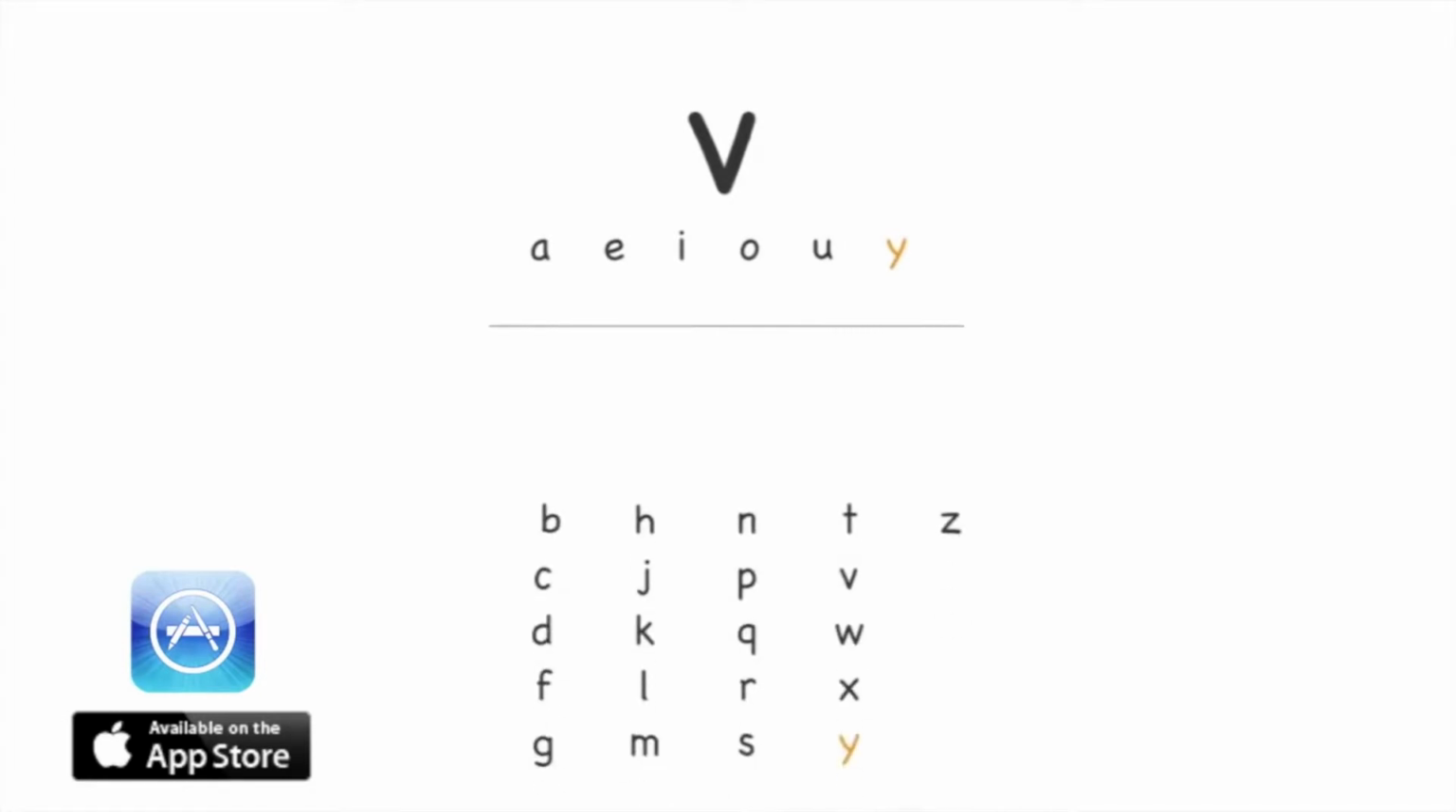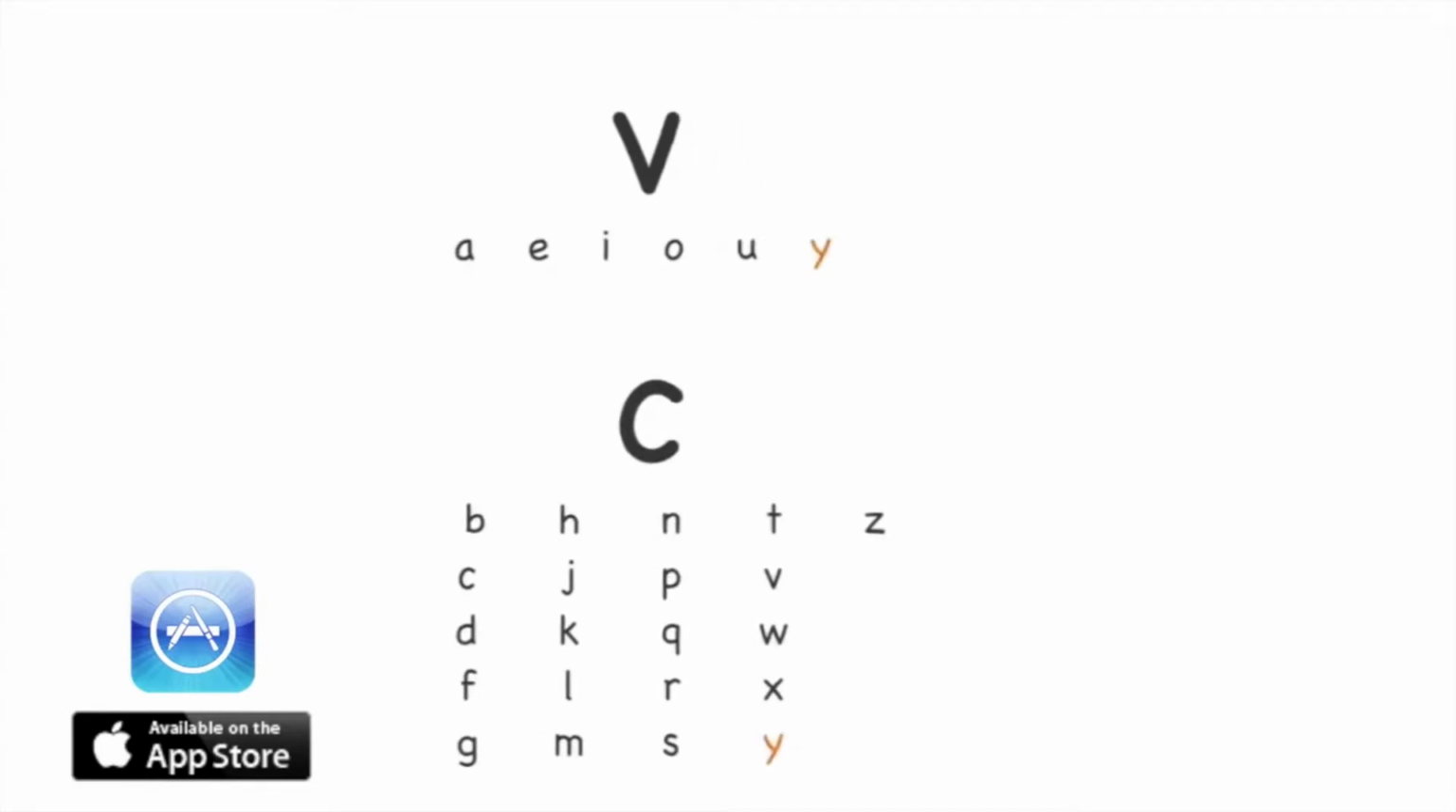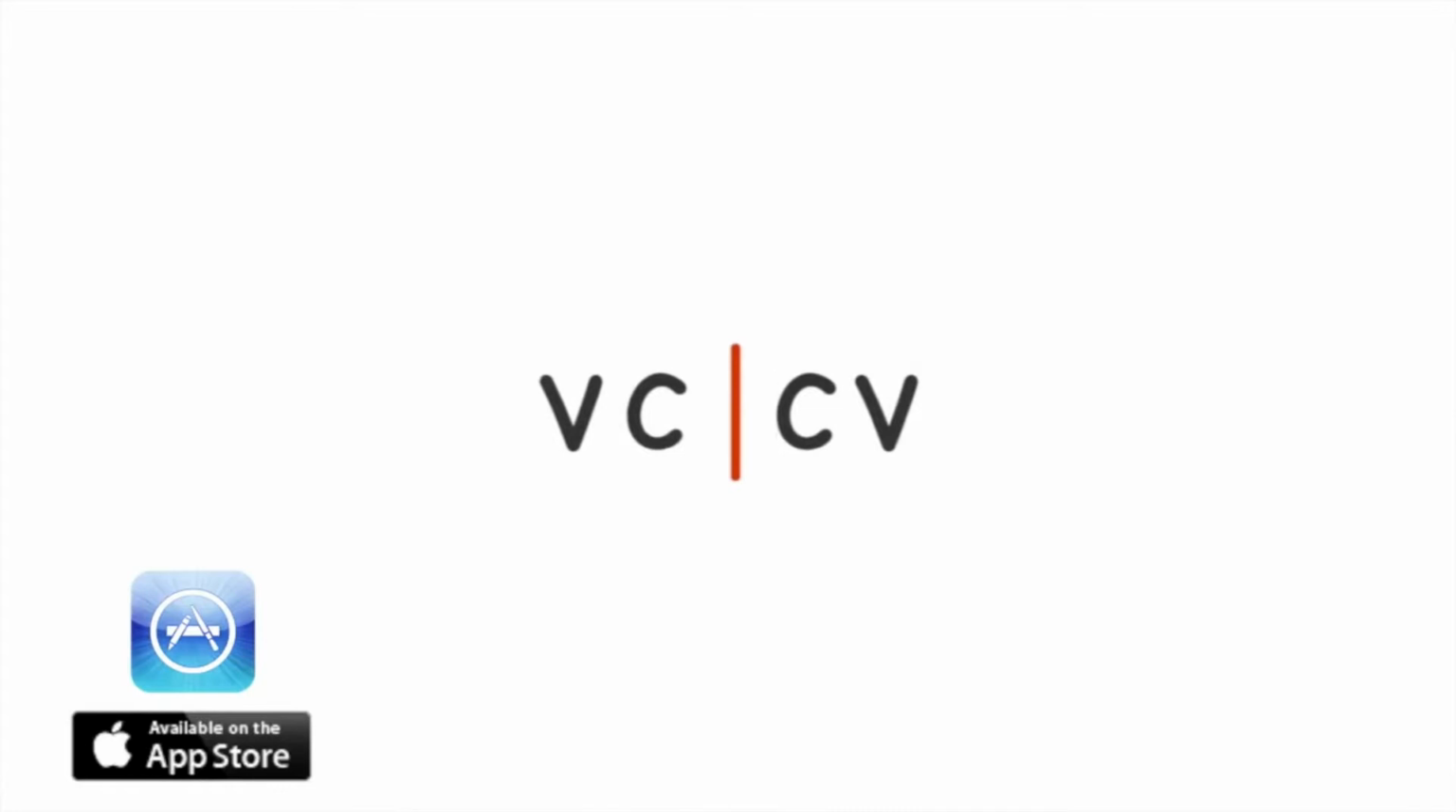To review, the vowels are A, E, I, O, U, and sometimes Y. We use V to mark the vowels in words. The consonants are the rest of the letters. We use C to mark consonants in words. In the VCCV syllable division pattern, we divide the syllables between the two consonants.